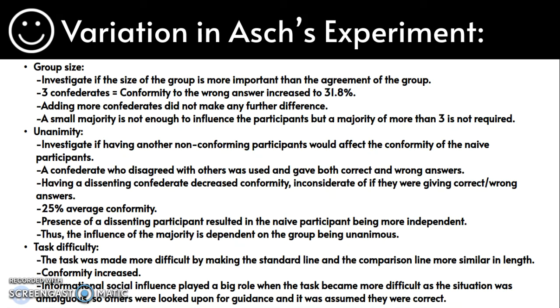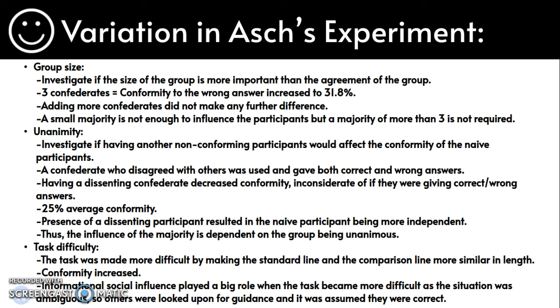So Asch had 3 variations in the experiment. So the first one being group size. He wanted to investigate if the size of the group is more important than the agreement of the group. And it was found that when 3 Confederates were present, conformity to the wrong answer increased to 31.8%. Adding more Confederates did not make much of a difference. A small majority is not enough to influence participants, but a majority of more than 3 is not needed.